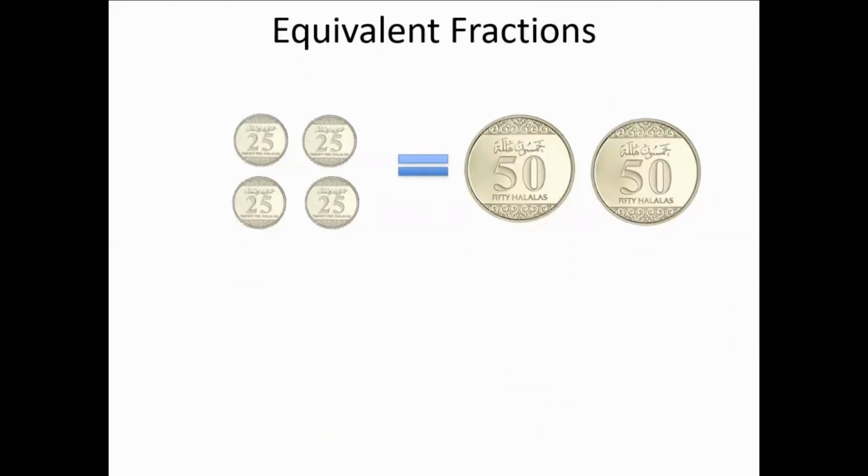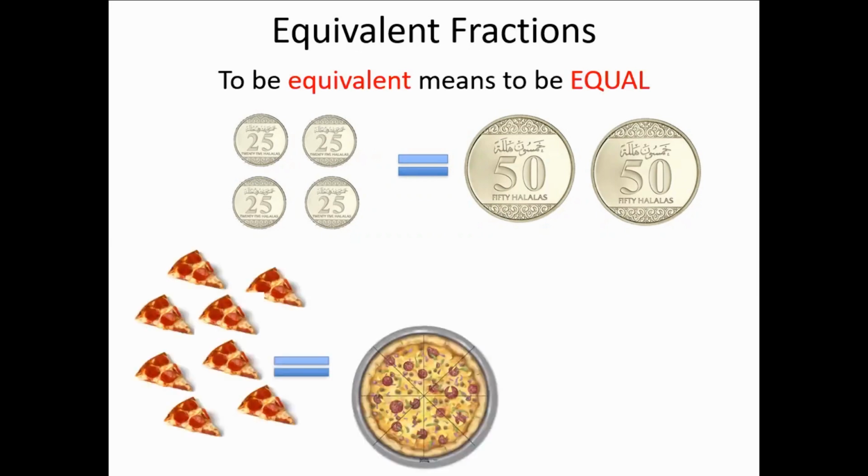Okay, equivalent fractions. What does equivalent mean? Here, equivalent means to be equal. We have the same amount of money on both sides, so we can represent the two amounts of money in two ways, by 4 quarters or 2 halves of a dollar. So here they are equal, which means equivalent. Like we have a pizza and we divide it into 8 slices. So 8 slices of pizza equal a whole pizza.